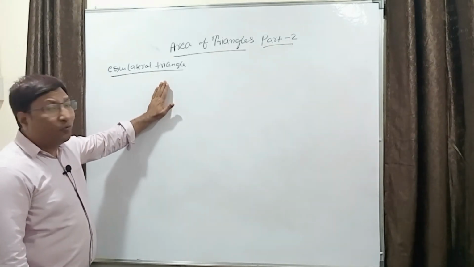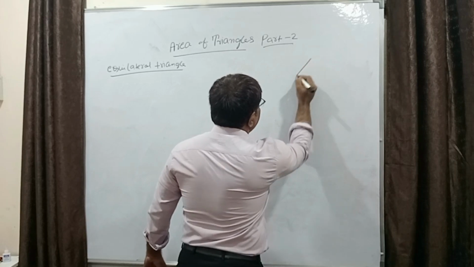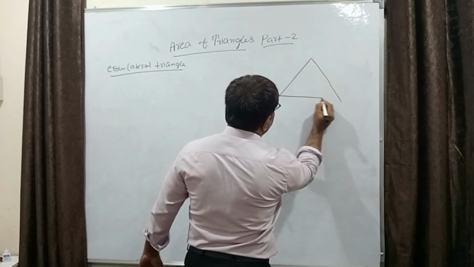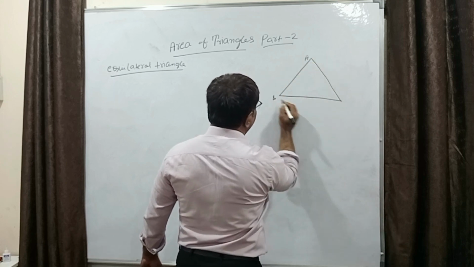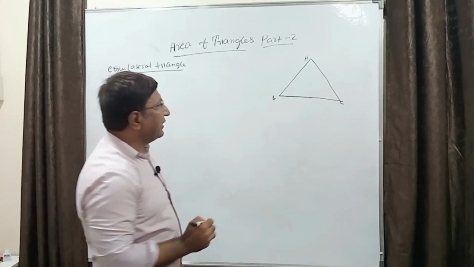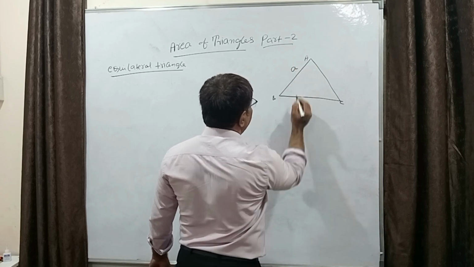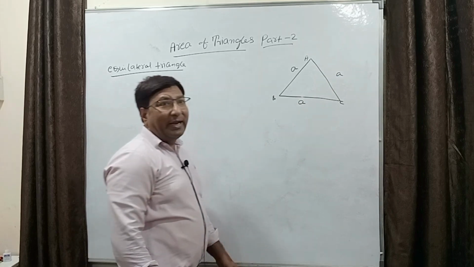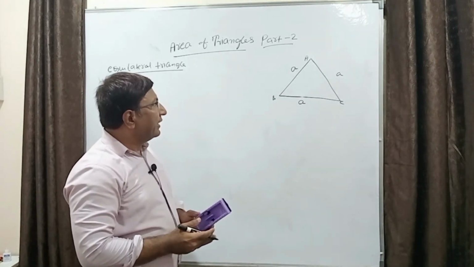So first of all we have to know what is an equilateral triangle. Any triangle having three sides, whose all sides are equal, is called an equilateral triangle. So this is the triangle ABC. Suppose this side is A, and this is A. So any triangle having all three sides equal is an equilateral triangle.